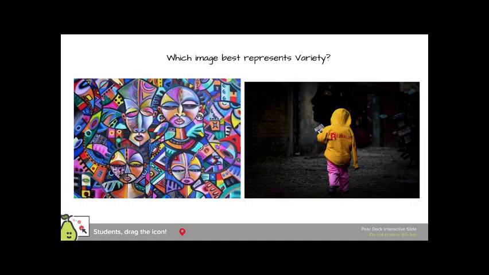Thank you so much. Yes, we have a picture over here on the left-hand side that best represents variety. There's a lot of different things going on that helps to attract the viewer's eye. It brings them to several different things, several different elements or moments in the image here.